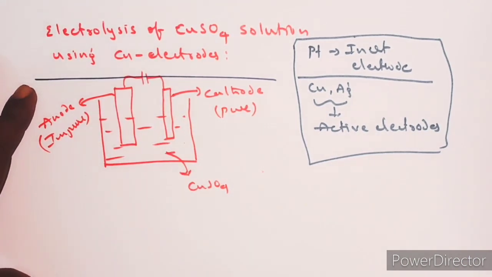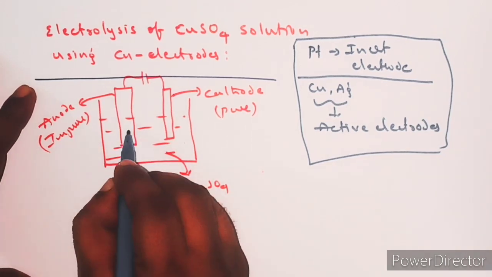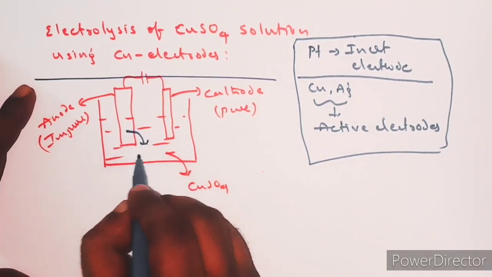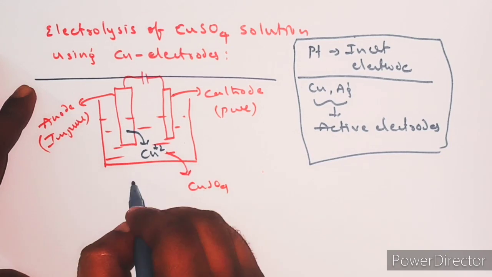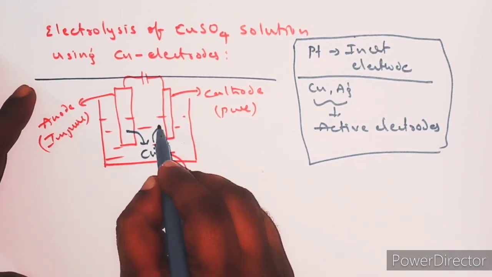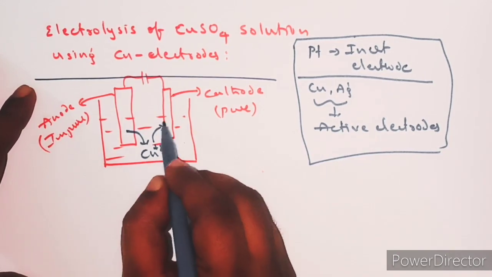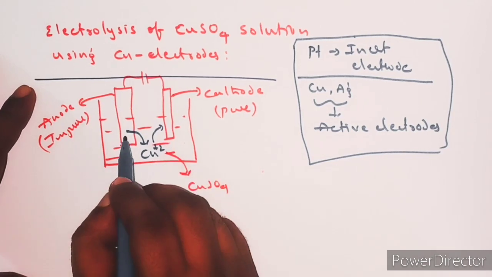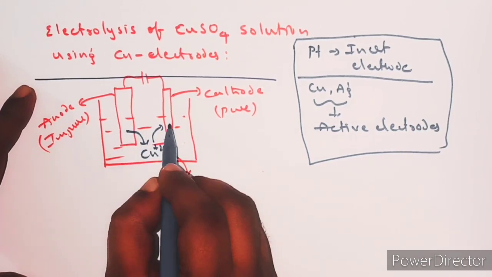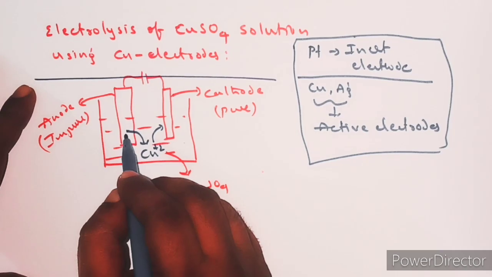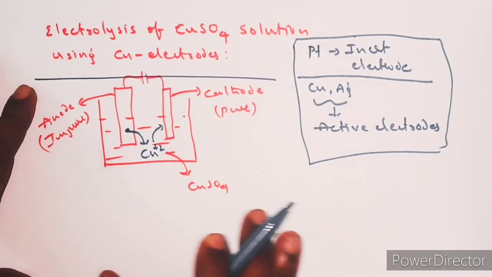Now what happens here? This copper anode will be oxidized into copper ions, and these copper ions will be deposited on the cathode. So that means the ions are transferring from the anode to the cathode electrode. That's all.